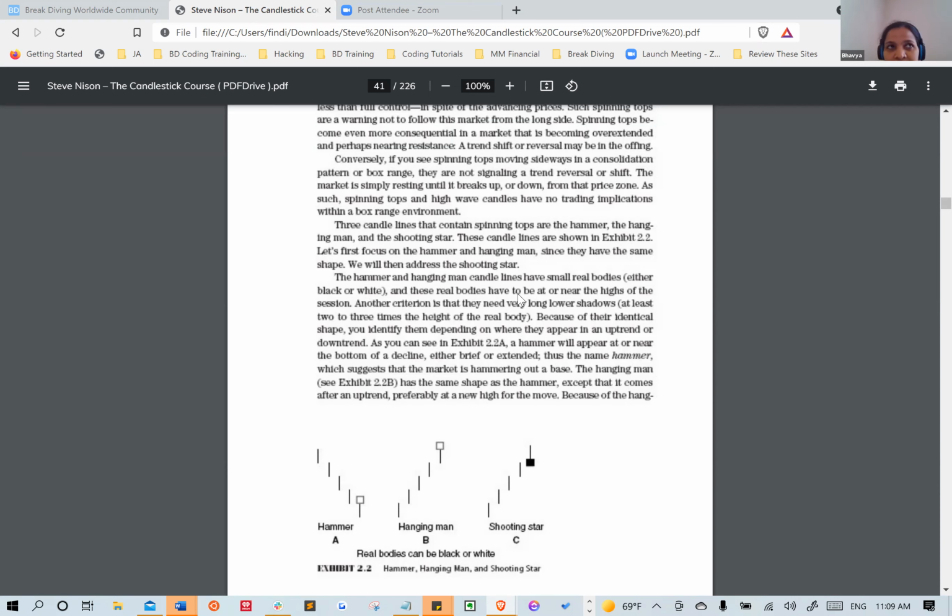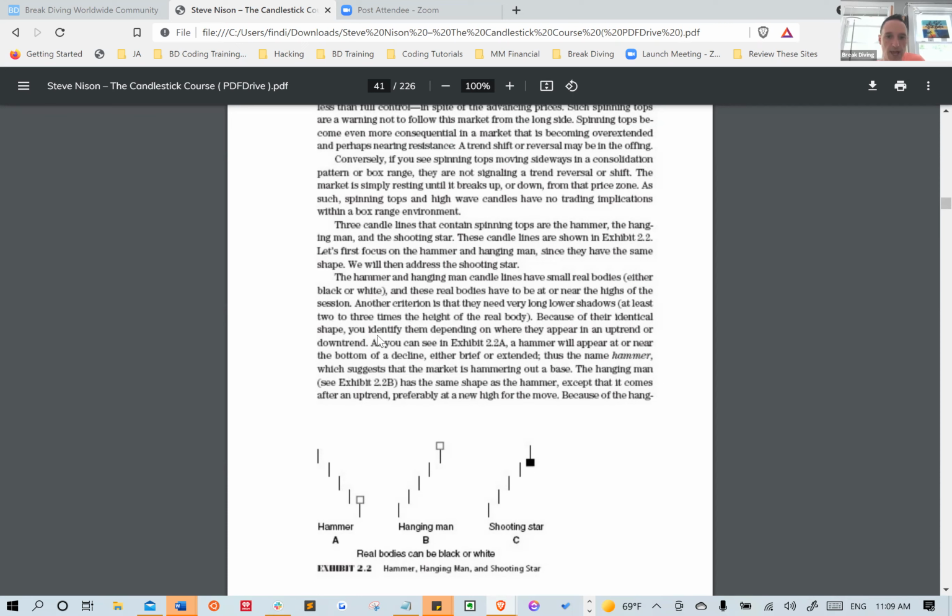They have small real bodies, black or white, and these real bodies have to be at or near the highs of the session. The session, meaning the candle. So this is the session right here. Another criterion is that they need very long low shadows, at least 2 to 3 times the height of the real body. Because of their identical shape, you identify them depending on where they appear in an uptrend or downtrend.